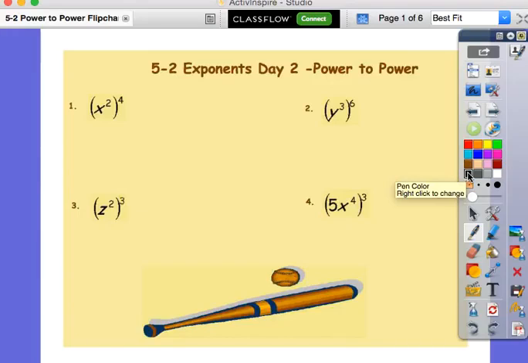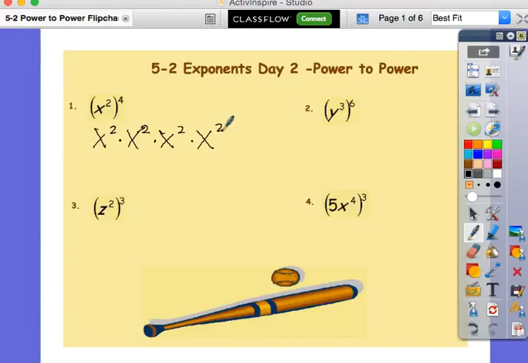So we have x squared to the fourth power. So that means anytime we have something raised to another power, it means we have what's inside the parentheses multiplied by itself however many times the power says. So x squared to the fourth power means x squared times x squared times x squared times x squared. 4 of them. Okay?